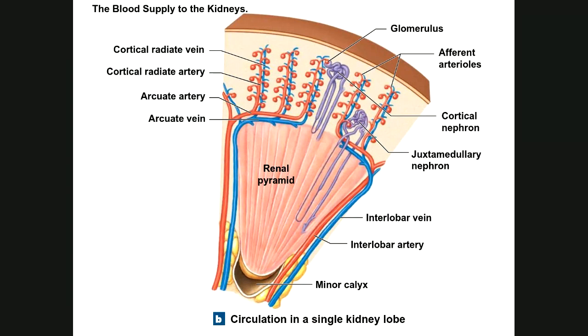So the ducts will come in together. Here I'm showing you just the minor calyx. They fuse together through the papilla into the minor calyx. So they are going to drain through the medulla.